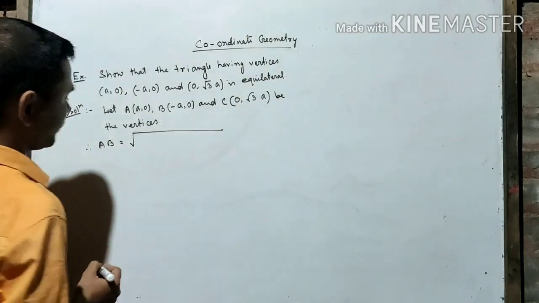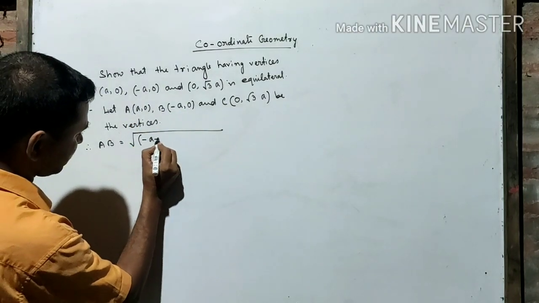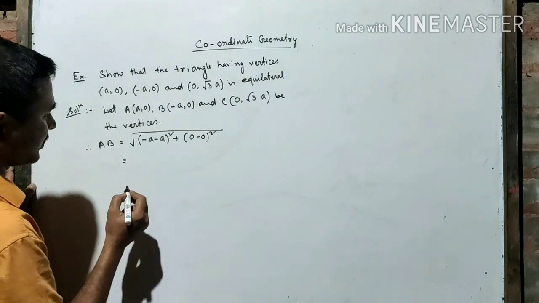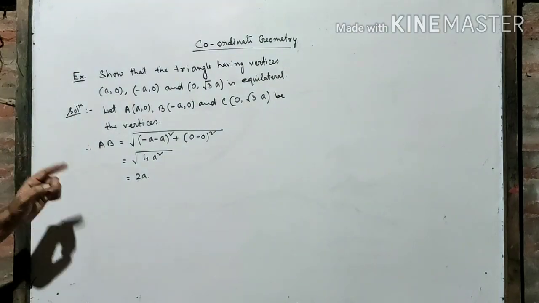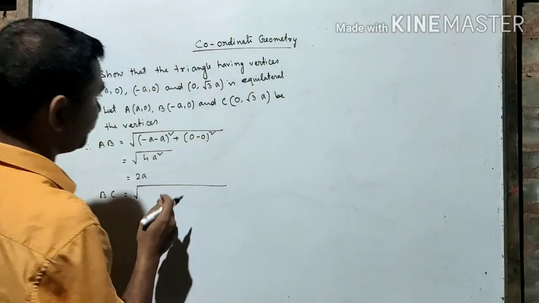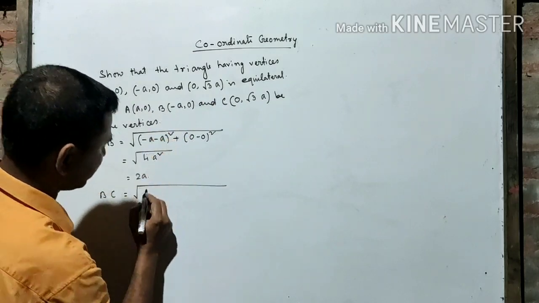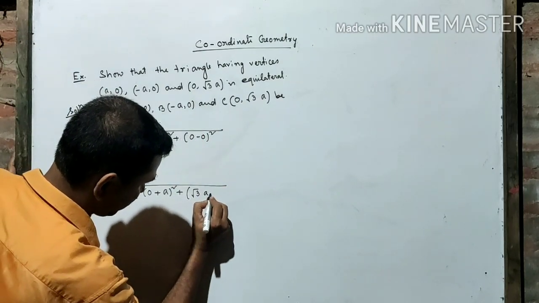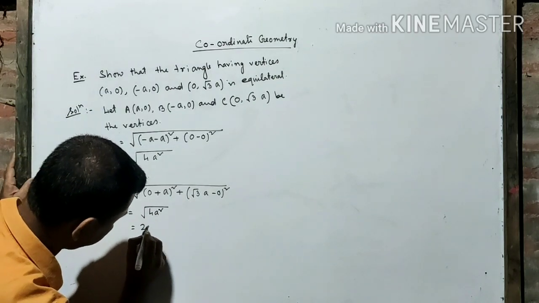Therefore, AB is equal to under root, so this is AB, this is x1, y1, this is x2, y2. So x2 minus x1 whole square plus y2 minus y1 whole square. This is equal to root over 4a square, which is equal to 2a. The negative sign is not taken because length cannot be negative. Similarly, BC is equal to under root, x2 minus x1, 0 plus a whole square plus root 3a minus 0 whole square. This is equal to a square plus 3a square, that is again 4a square, equal to 2a.